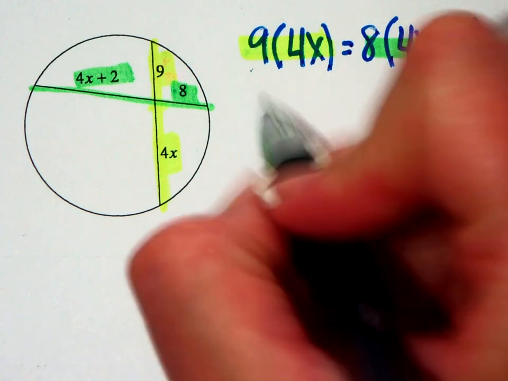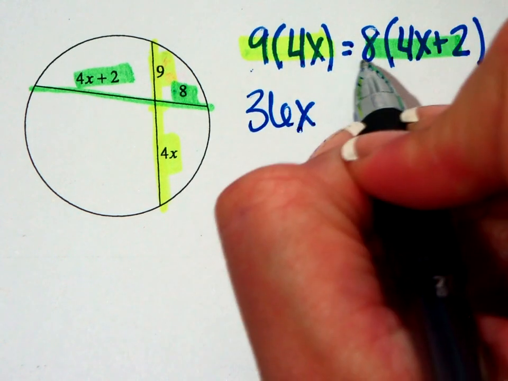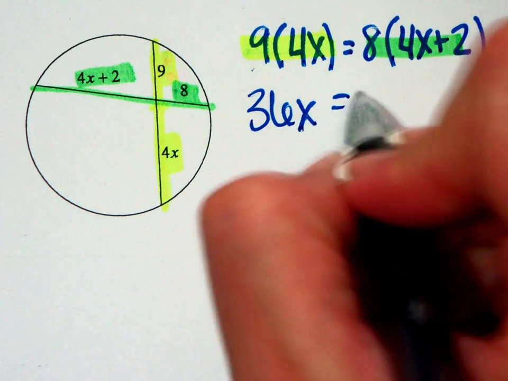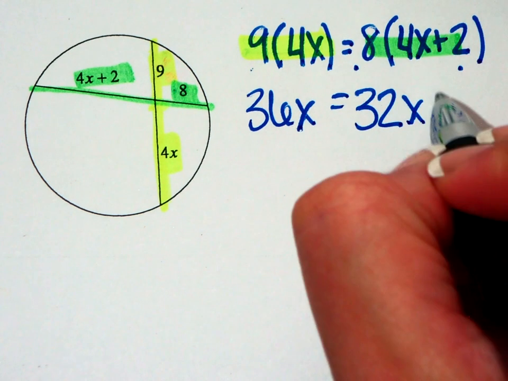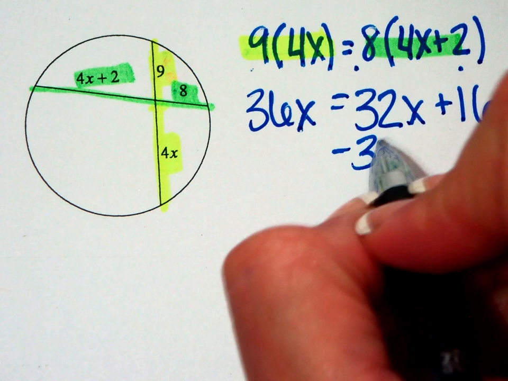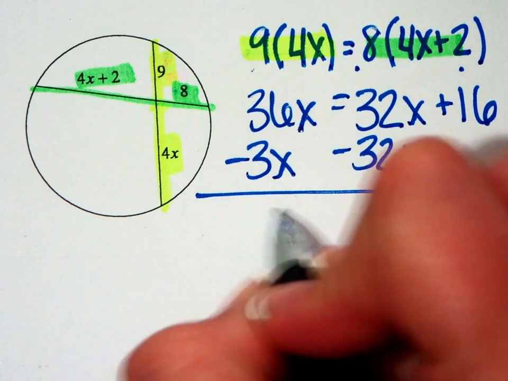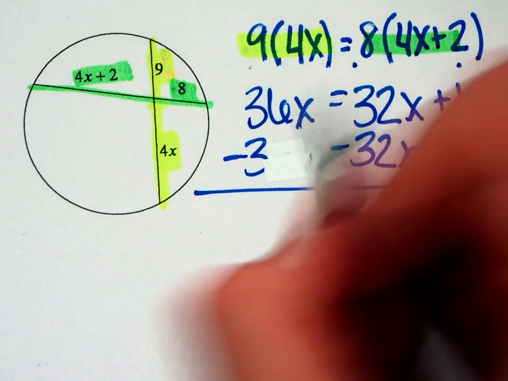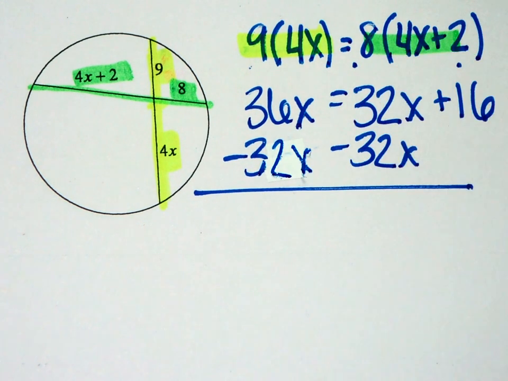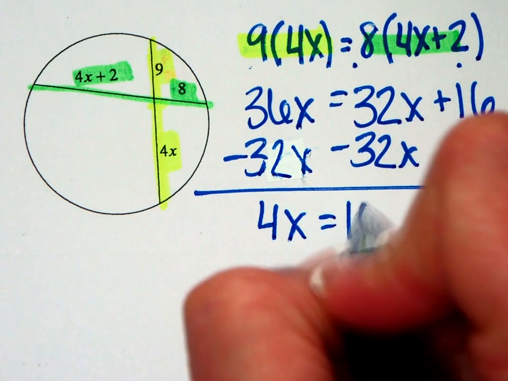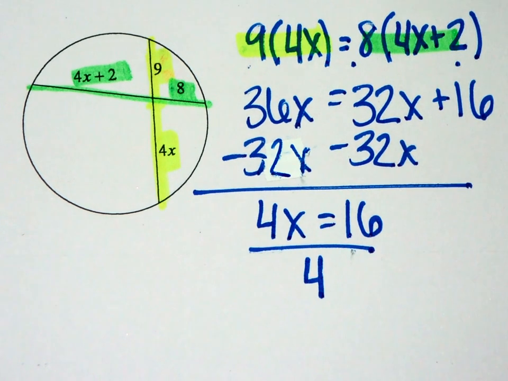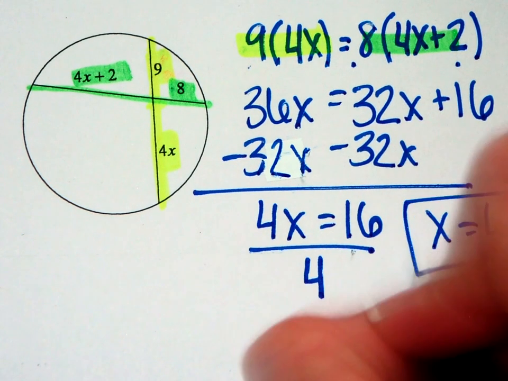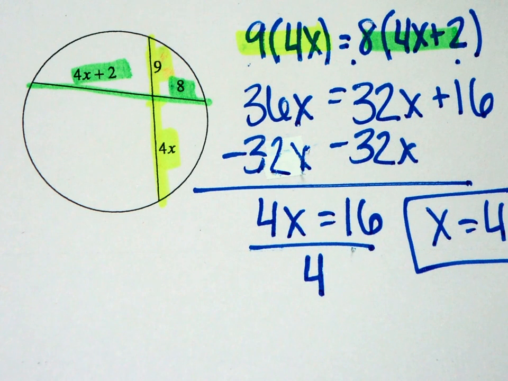So let's simplify. 9 times 4 is 36x. 8 times 4 is 32x. And 8 times 2 is 16. Move my 32x to the other side. That's why whiteout was invented. So 36 minus 32 is 4x equals 16. I'm going to divide both sides by 4. 16 divided by 4 is 4. So remember, the formulas, they're not that difficult. The challenging part is just telling the difference between the three.